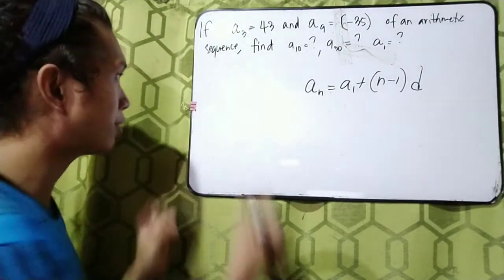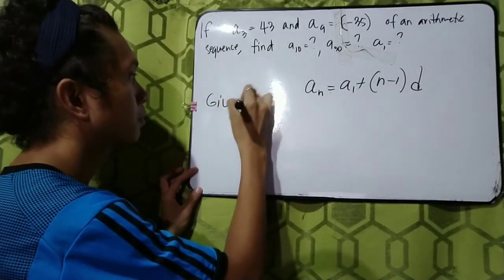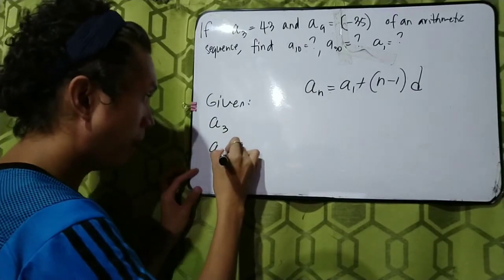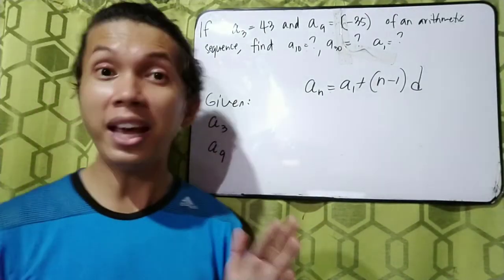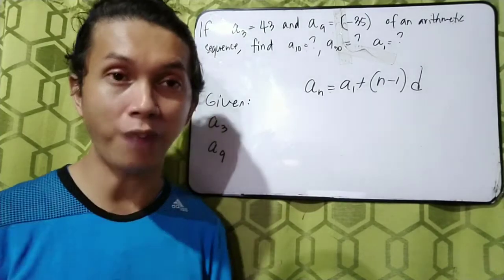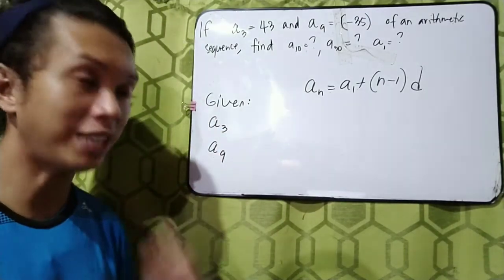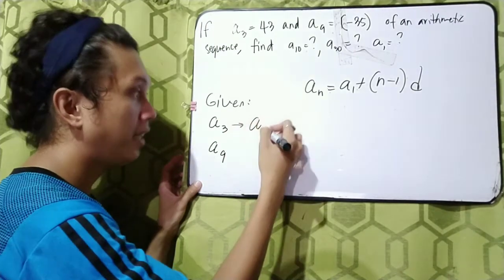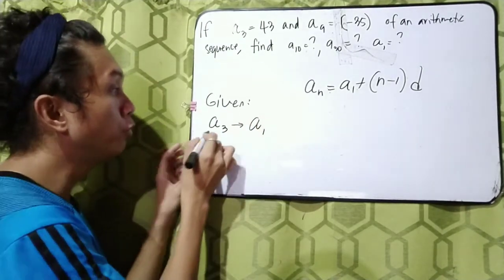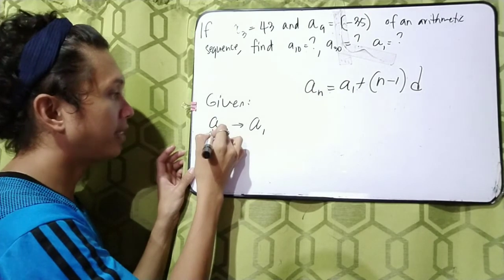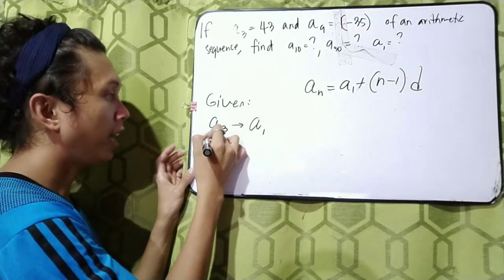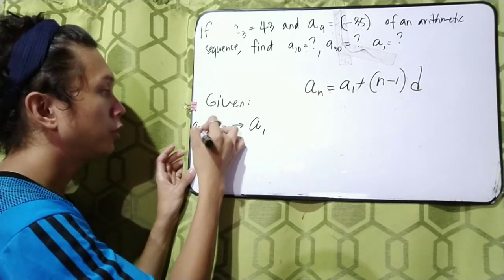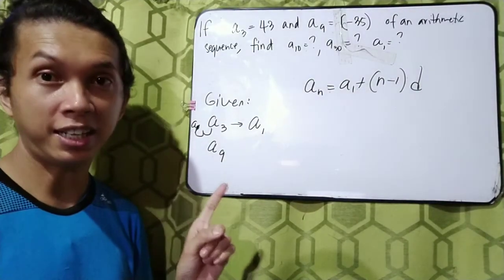So first, let us write what is given. Our given is a sub 3 and a sub 9. So for us to have a sub 1 and to get the value of d, we need to set a sub 3 as our a sub 1. So we move 2 places. From a sub 3, we move to a sub 2, then a sub 1. We move 2 places, right?